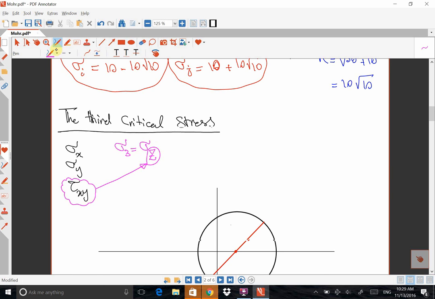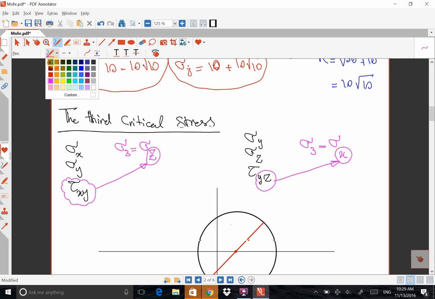Because this is tau xy. For example, let's study another case. If I had sigma y, sigma z, and tau yz, in this case my third critical stress will be, because here I have yz, so that will be x. So the variable that we cannot see in the shear stress comes to this point.